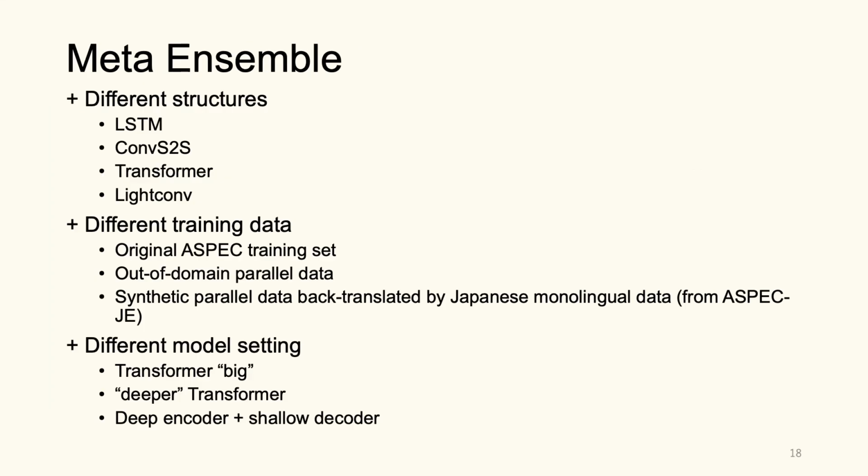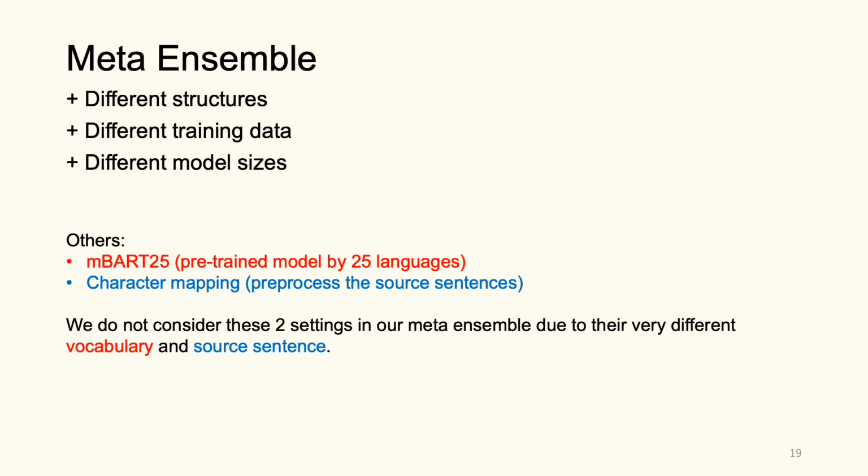Finally, we do the meta-ensemble. In our systems, there are mainly 3 kinds of systems. First, different structures. Second, different training data. And third, different model settings. We do not consider MBART 25 and character mapping in our meta-ensemble due to their very different vocabulary and source sentence.